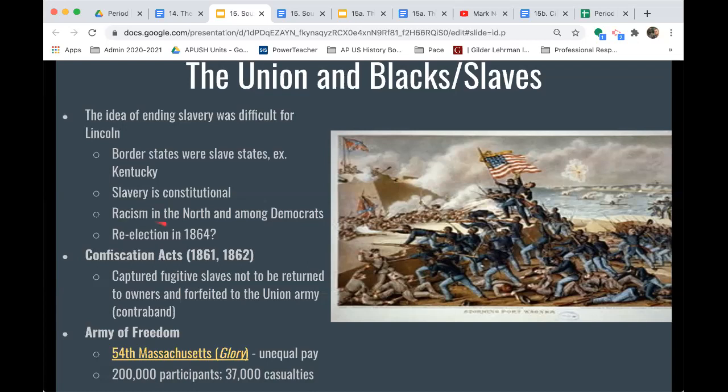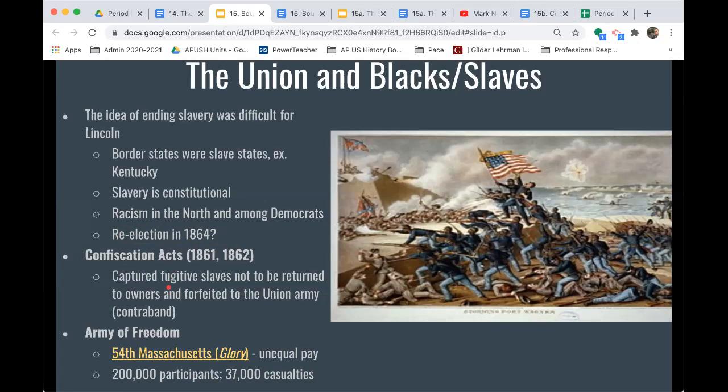Third, racism. Right? Racism in the North and among Democrats elsewhere and Republicans too. Right? There's this feeling like, yeah, we want to free the slaves, but we don't want them to come here and compete with us for jobs, et cetera, et cetera. And the fourth reason is Lincoln needs to get reelected in 1864. And if he makes slavery more central to the war, then what does that do to his reelection chances and thus the war effort?